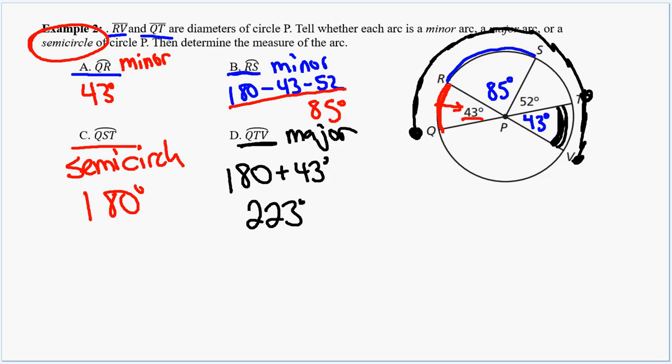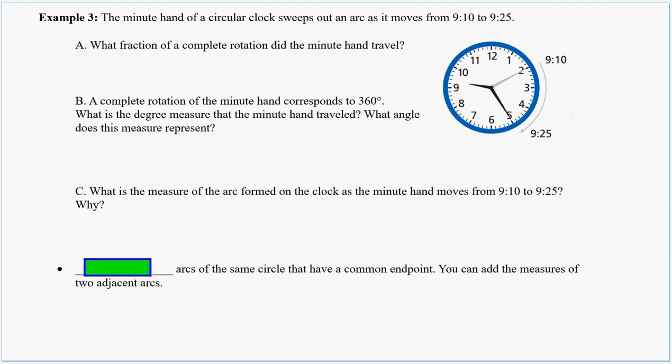Okay, that's example 2. Number 3, we got a clock. The minute hand of a circular clock sweeps out an arc as it moves from 9:10 to 9:25. So here is 9:10. The minute hand was on the 2, and then at 25, the minute hand is on the 5. So it says, what fraction of a complete rotation did the minute hand travel?